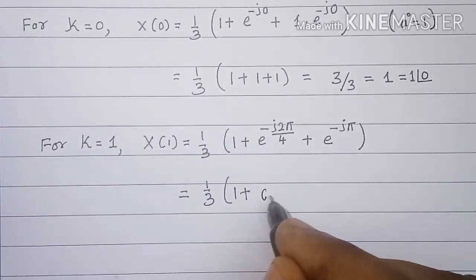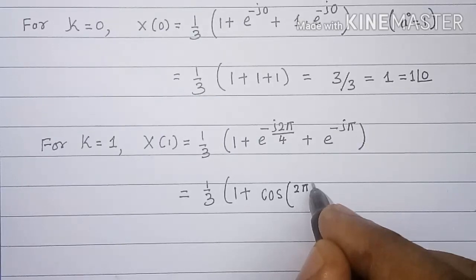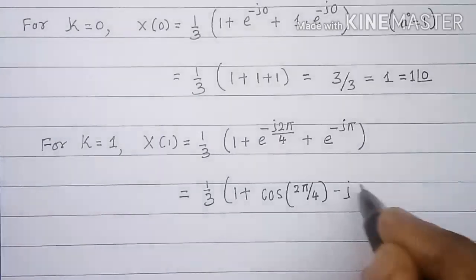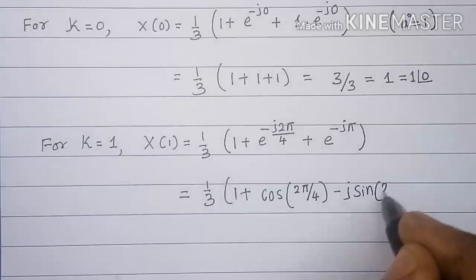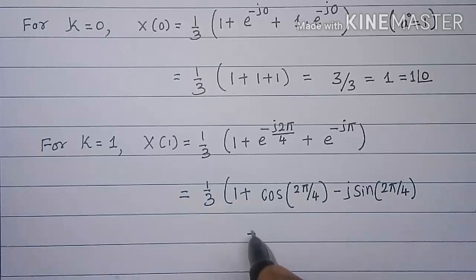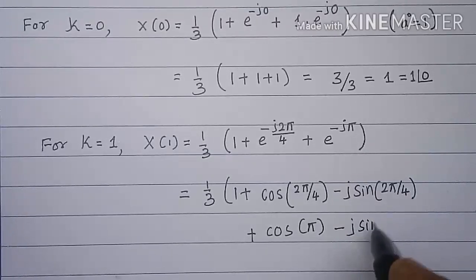So cos of 2 pi by 4 minus j sin of 2 pi by 4 plus cos of pi minus j sin of pi.